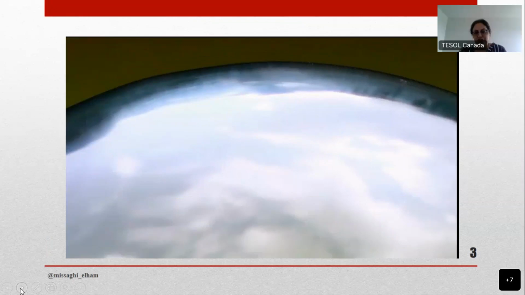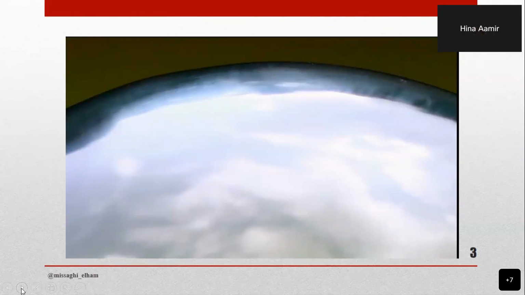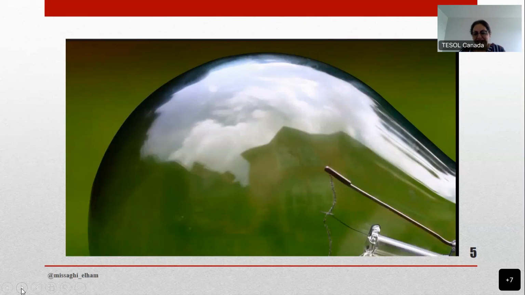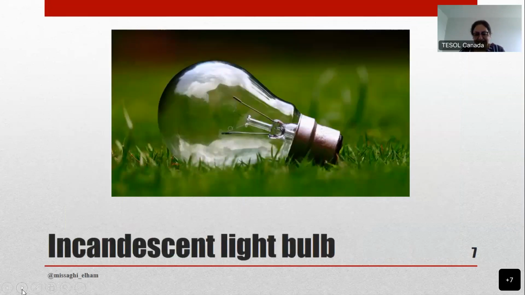It's bigger. Seems like a glass. Cloud. What about now? A crystal ball. Okay, crystal ball. Water, like a water drop. Now? A light bulb. Yeah, exactly. That's it. That's a light bulb.